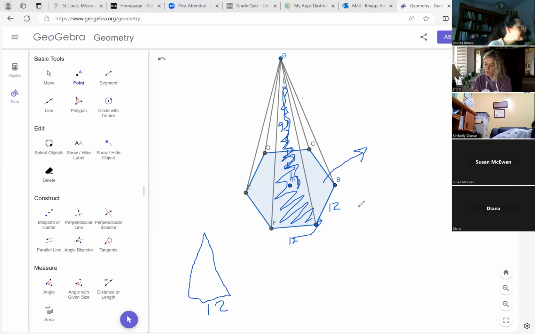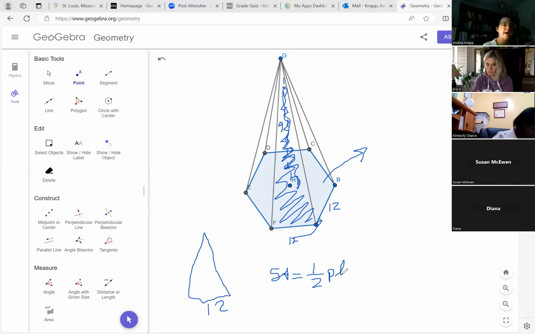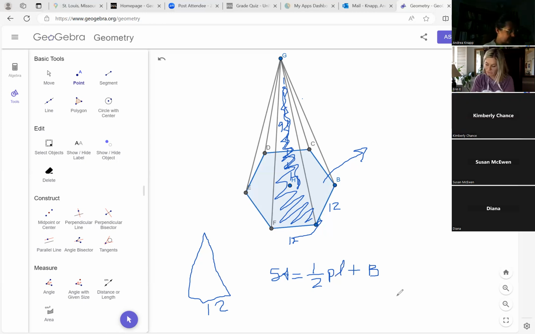Okay, so now I'm turning back to page 860. The surface area of a right regular pyramid is given by surface area equals 1/2 times the perimeter of that base times the slant height, plus we need the area of our base, the area of the hexagonal base.